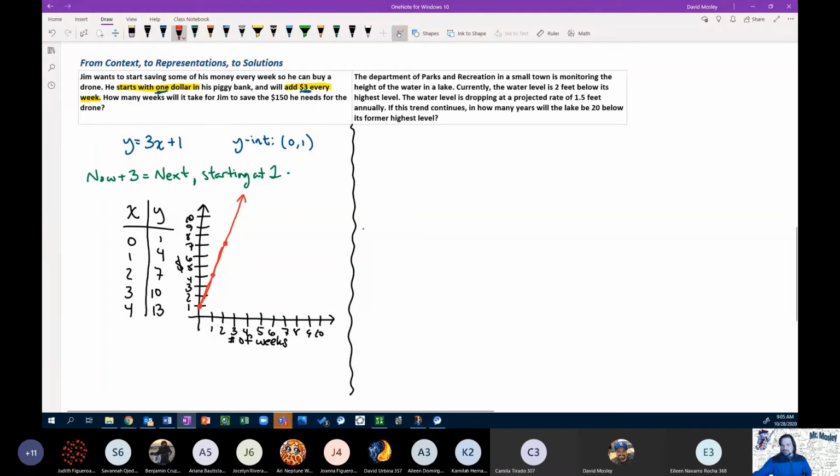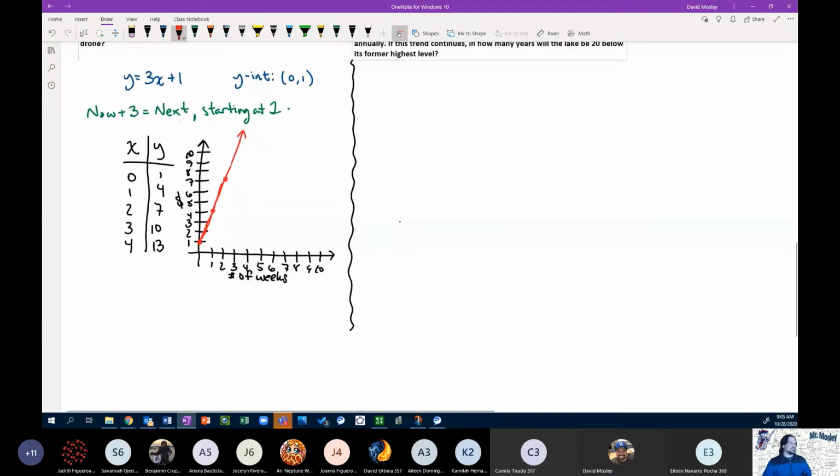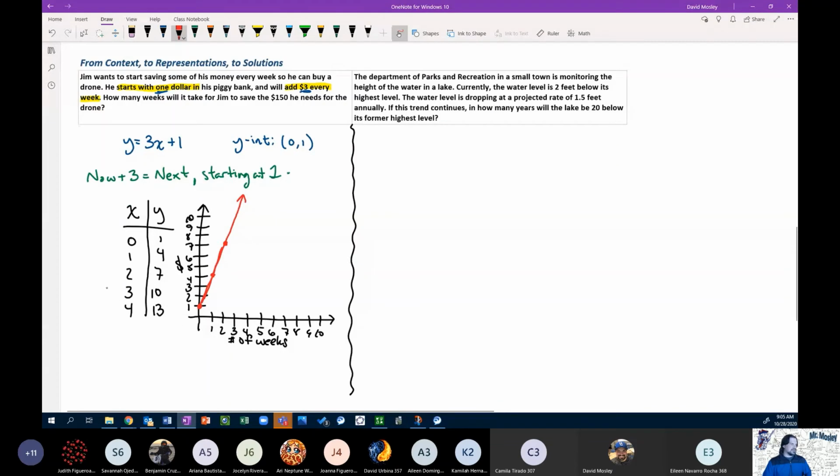So then we can use this now. We have a few different strategies in solving. We can continue the table. If we continued this table and we just kept going and going, we would eventually get to our solution down here, way down here.